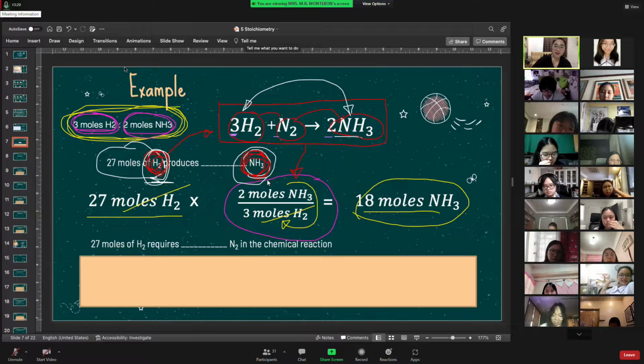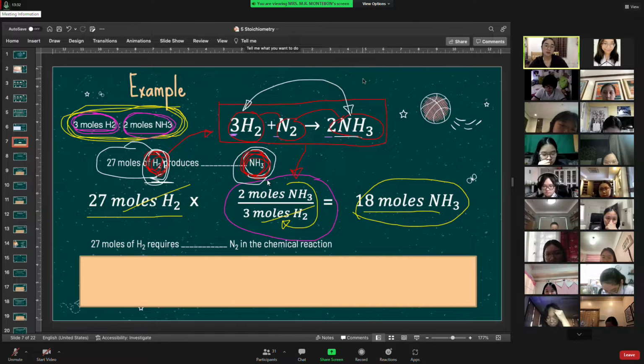So ito yung question ni classmate a while ago. So what if naman you have 27 moles, look at the bottom part of the slide. You have 27 moles of hydrogen. So how many moles of nitrogen will be needed to produce 18 moles of ammonia? Ayan. So ito na yon.